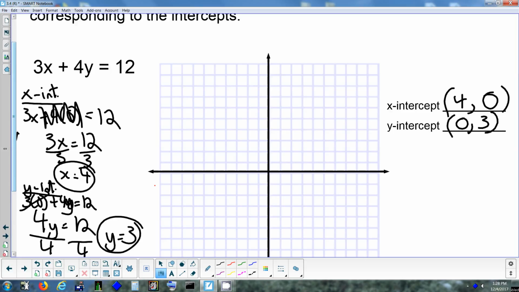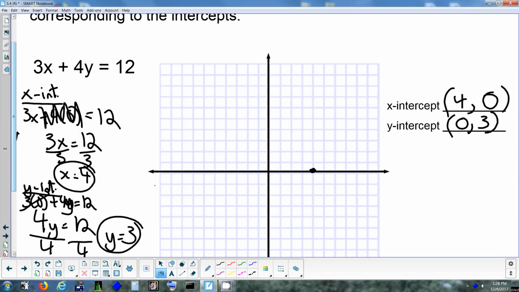All right. So x-intercept 4, comma 0. Where's 4, comma 0 on my graph? On one axis. Y-axis or x-axis? Good. What direction am I going? Left or right? Right. How many? 4. 1, 2, 3, 4. There it is. It's 4 on the x-axis. But for my y-coordinate, I don't go up or down. I don't go anywhere. That's why it's 0.